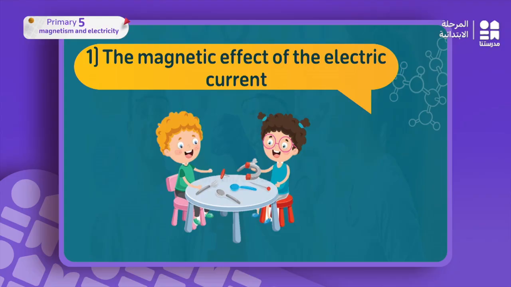طيب يبقى كده عندنا two parts هنتكلم عنهم في اللسن ده. أول حاجة إن electric current عندها magnetic effect. تاني حاجة إن magnet can generate electric current. So let's begin with part number one, that the magnetic effect of the electric current.